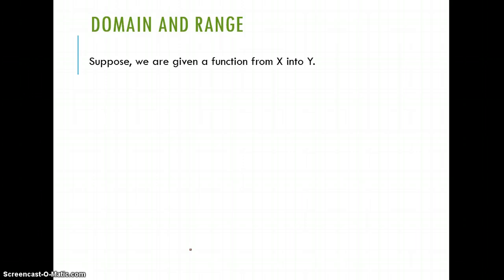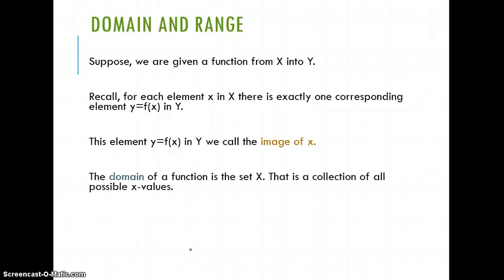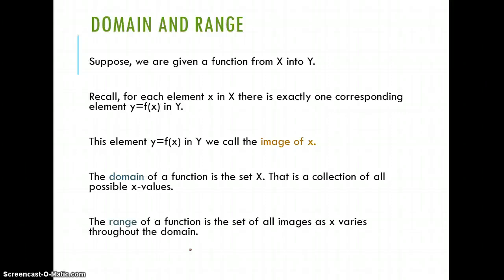Suppose we're given a function from X into Y. Recall for each element x in X, there is exactly one corresponding element y. Alright, for every x there should be a y, which is the function. This element y equals the function of x in Y we call the image of x, or the range, however you want to call it. The domain of a function is the set X, that is, the collection of all possible x values. The range of a function is the set of all images as x varies throughout the domain.